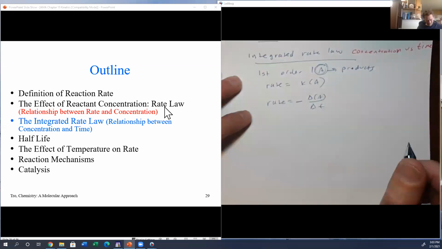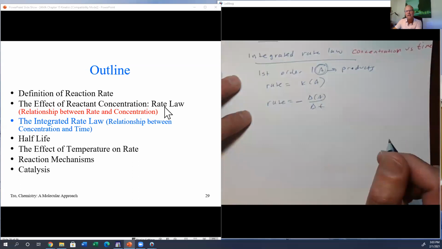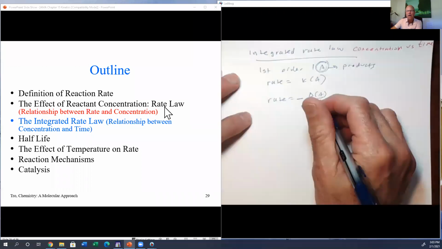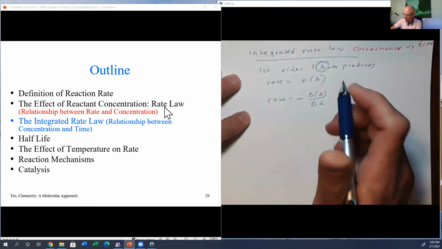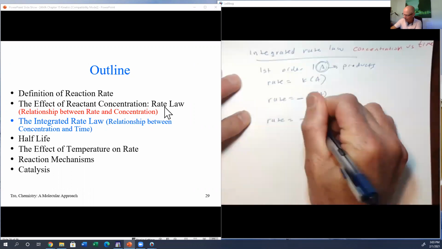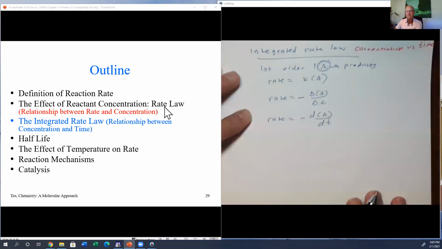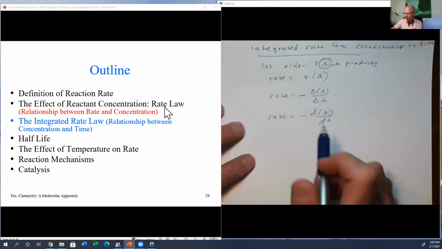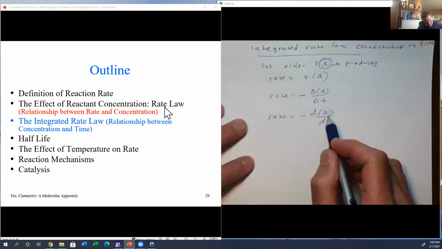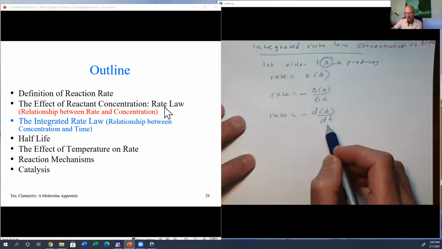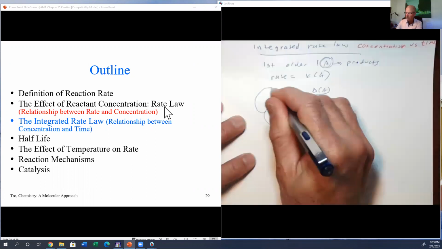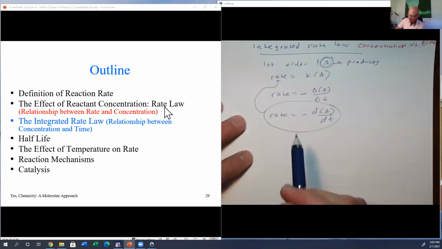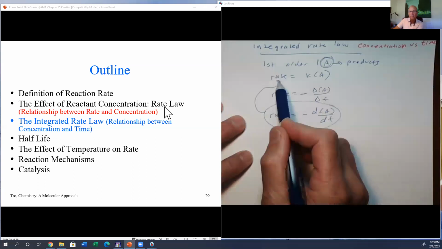But we know that in calculus the deltas are really dA dt, the derivative. So if we write the instantaneous change, which is what you do in calculus, we would write rate is equal to minus dA dt. The rate is equal to minus the derivative of the concentration of A with respect to time. I'm going to use this definition and plug it into the rate law.